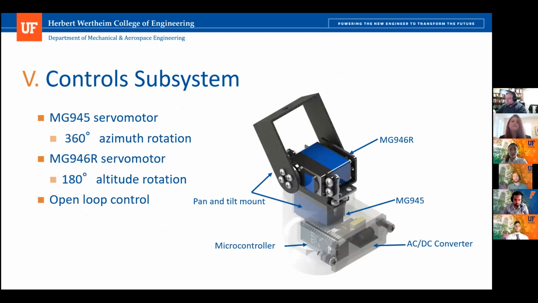Thank you, Natalie. We will now discuss the control subsystem. The control subsystem is defined as the components that provide motion and logic to our product. There are 5 major components to our control system, and all of them are off the shelf. These components are the pan and tilt mount, the MG945 servo motor, the MG946R servo motor, a microcontroller, and AC/DC converter. The pan and tilt kit is composed of brackets, fasteners, sealed ball bearings, and servo adapters.